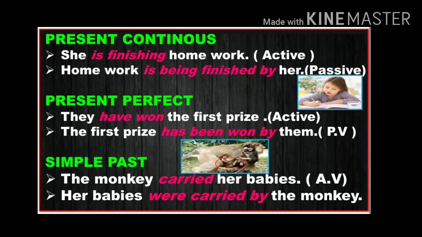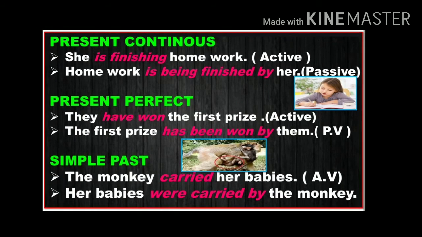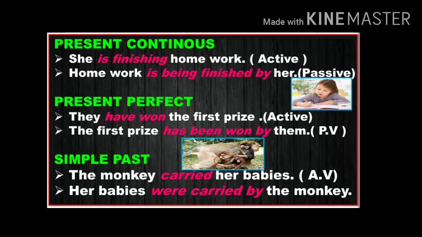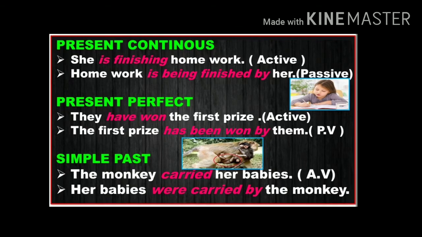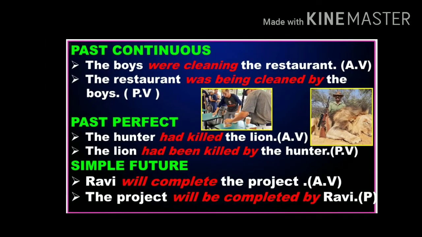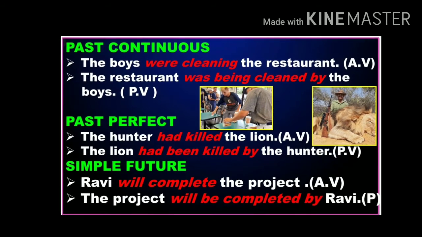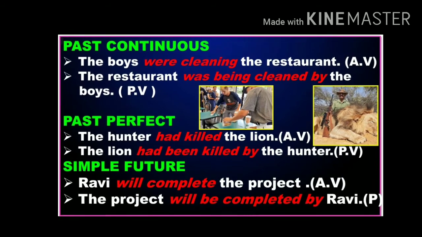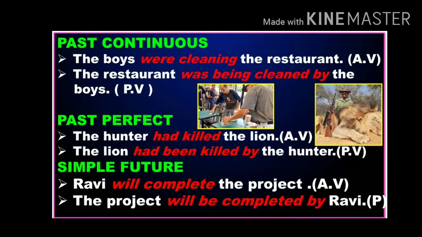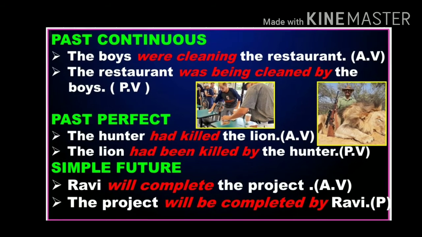And the next one is simple past tense. The monkey carried her babies. That is in the active voice. Her babies were carried by the monkey. That is in the passive voice. Okay? Yes. And the next one is past continuous tense. The boys were cleaning the restaurant. That is in the active voice. The restaurant was being cleaned by the boys. That is passive voice.